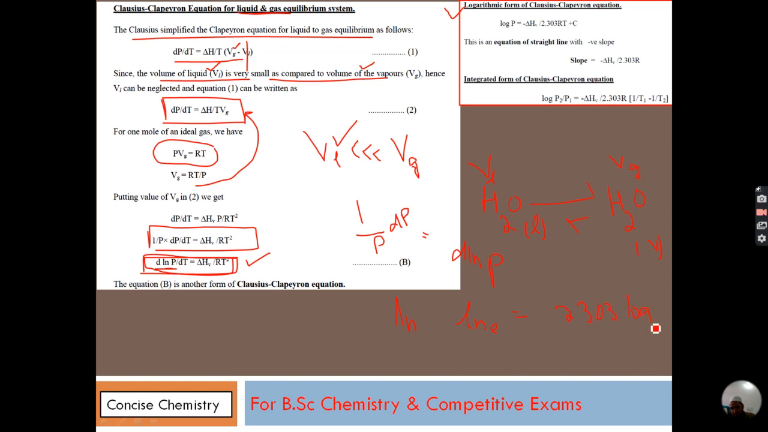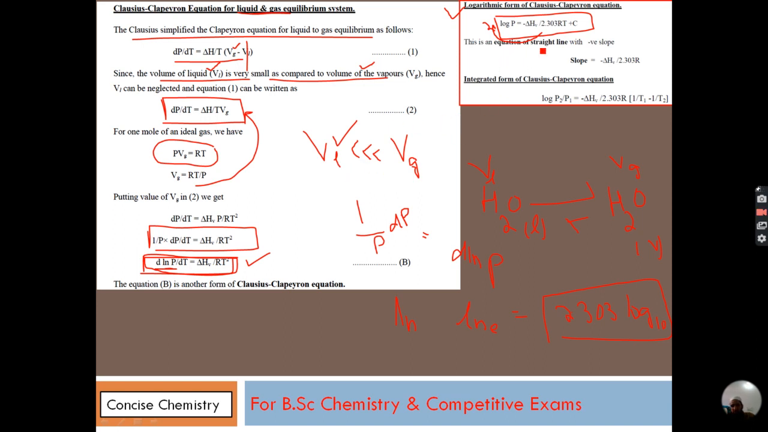Now if you want to write this in the form of log to the base 10, this is equivalent to 2.303 log to the base 10. So when we convert this, we get this relation. Basically the 2.303, that same factor, we have divided here. So you will get this relationship. Now this relationship is called the equation of a straight line.